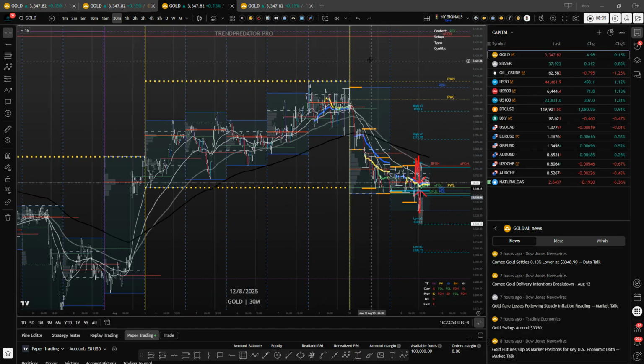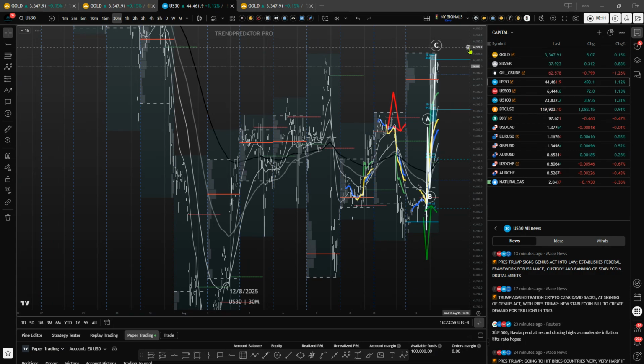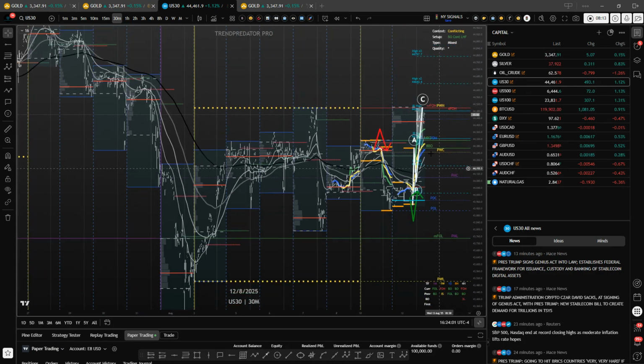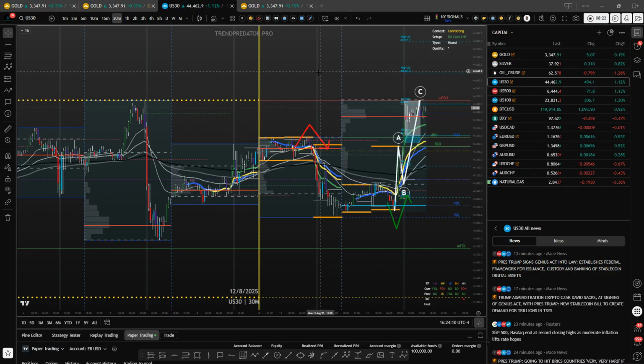So that was gold. And then if we look at the indexes, I'm kind of kicking myself for not having spotted this one, or having spotted it, but choosing gold instead. But I think, in hindsight, this was the better setup.